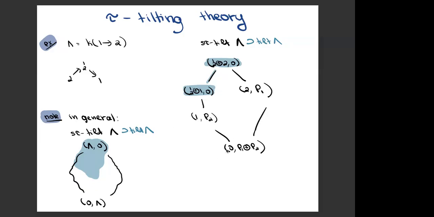And the bottom element here, as you can see, is 0 comma the direct sum of the projectives, or 0 comma lambda. And that is always the case. So in general, you should really think about this type of picture. Your top element is always lambda comma 0. Your bottom element is 0 comma lambda. And at the top, we have the tilting poset somewhere.